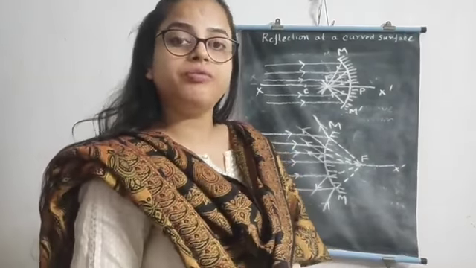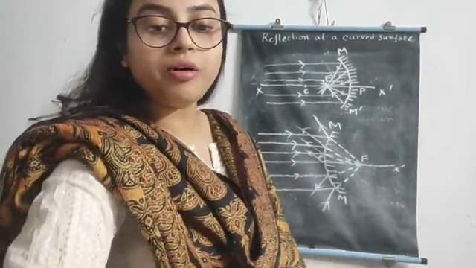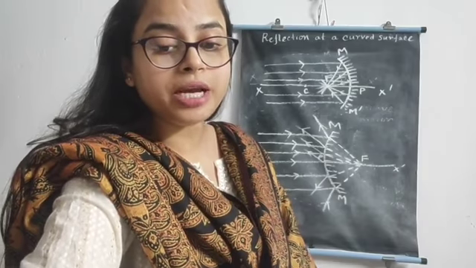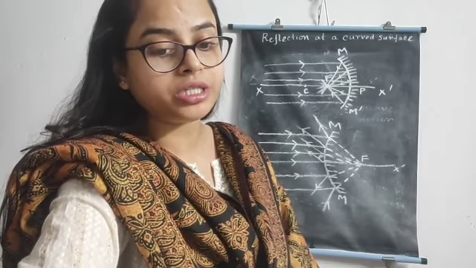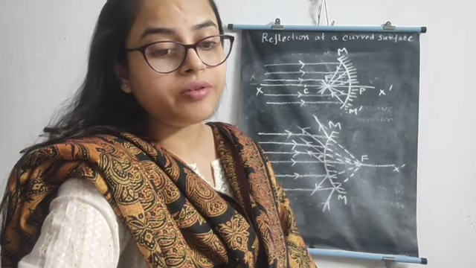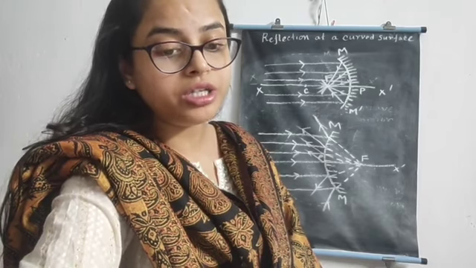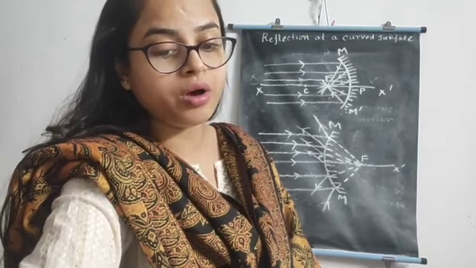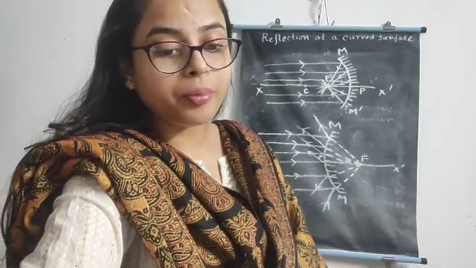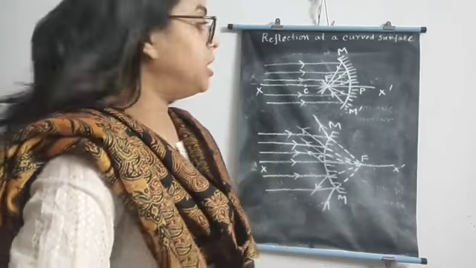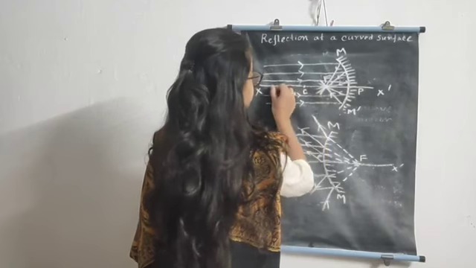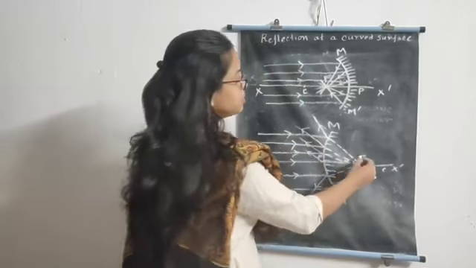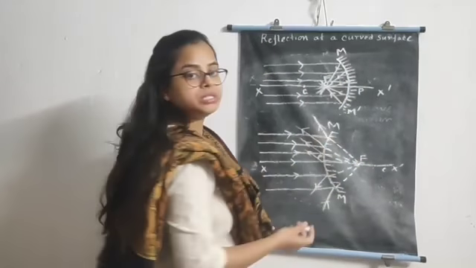Now, what is the definition of principal focus? When a beam of rays parallel to the principal axis is incident on a spherical mirror of very small aperture, it is seen that the reflected ray either converges to a point or appears to diverge from a fixed point F on the principal axis. The point is called the principal focus of the mirror. F is on the principal axis. This is principal focus and this is also principal focus.